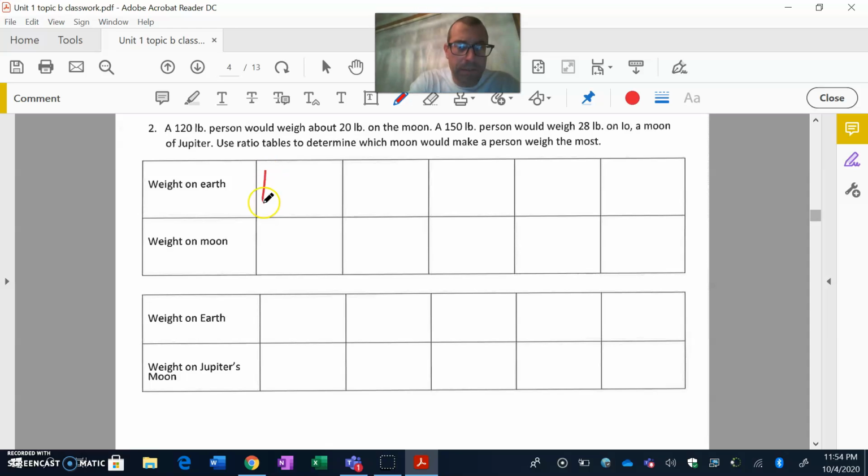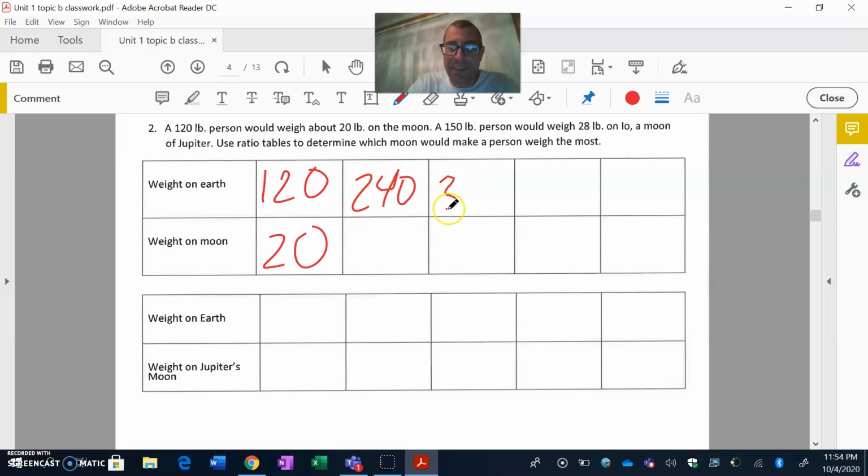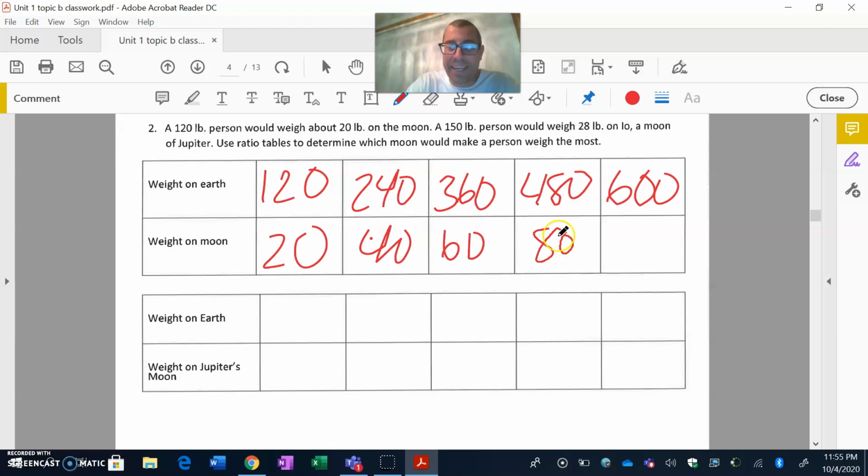So a 120-pound person weighs 20 pounds on the moon. So we're creating the ratio table. We're just going to use repeat addition. So 120, add another 120, 240, add another 120, 360, add another 120, and add another 120. Again, on the moon here, repeat addition. It's starting with the 20, so keep adding 20. 40, 60, 80, 100.